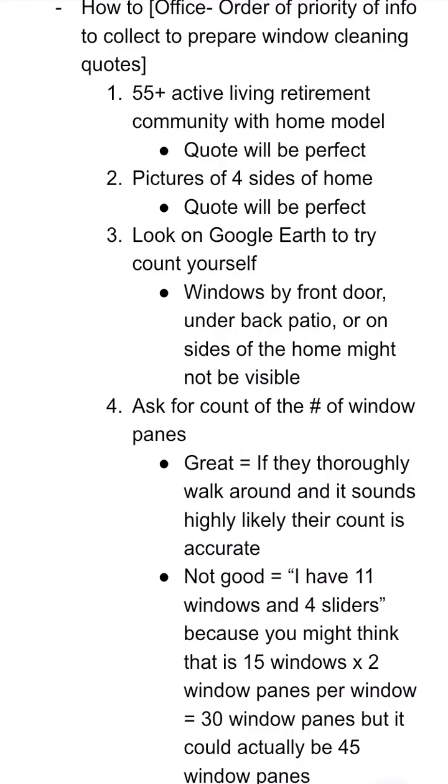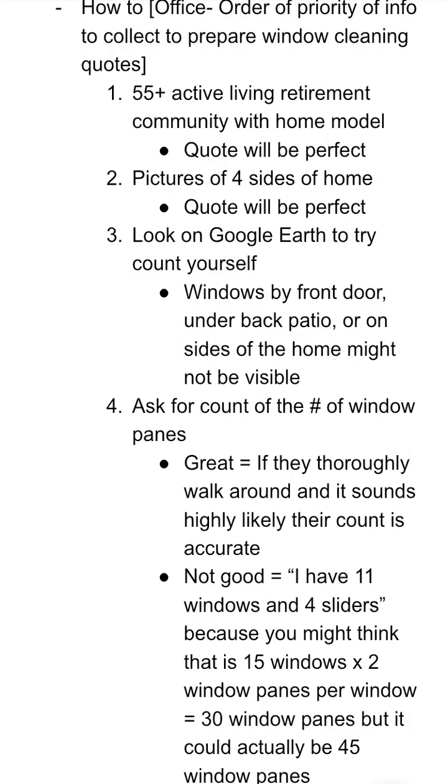Okay, option number 3 onwards is a little less certain, but this is still the general order of priority. Look on Google Earth to try to count yourself. Most homes, you're going to have some difficulty seeing maybe windows by the front door, or under the back patio, or on the sides of the house, like if they live with neighbors. It might be difficult to see certain windows. You can take an educated guess and be reasonably accurate, maybe within a couple window panes, and that to me is acceptable. So try to look. The point being, try to collect the information to get as accurate of a quote as possible.